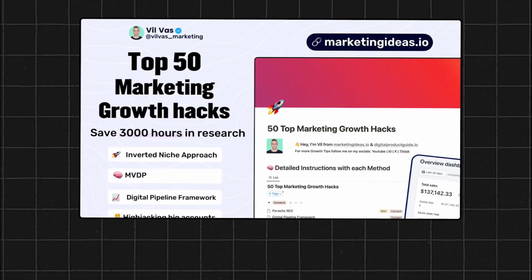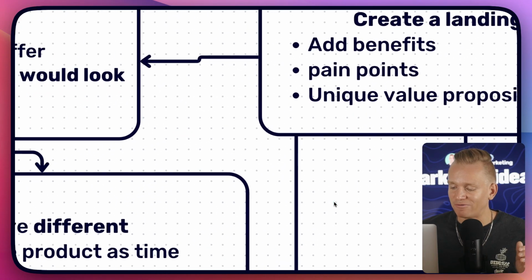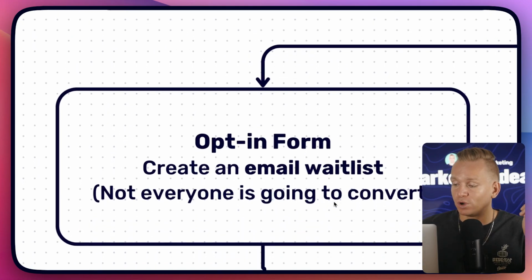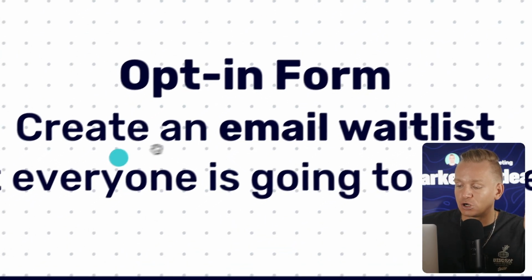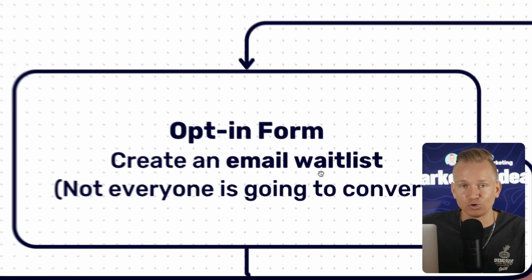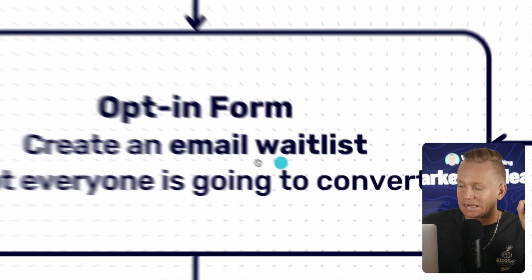Now, the fun thing, once we have created our landing page, we have our mockups, we created what the offer should look like. Now we want to create an opt-in form and create an email waitlist. And there are 3 different ways how you can basically run these tests. So bear with me. I'll show you some that I don't really see many people talk about, but the basic one that you definitely need to have is an email list.